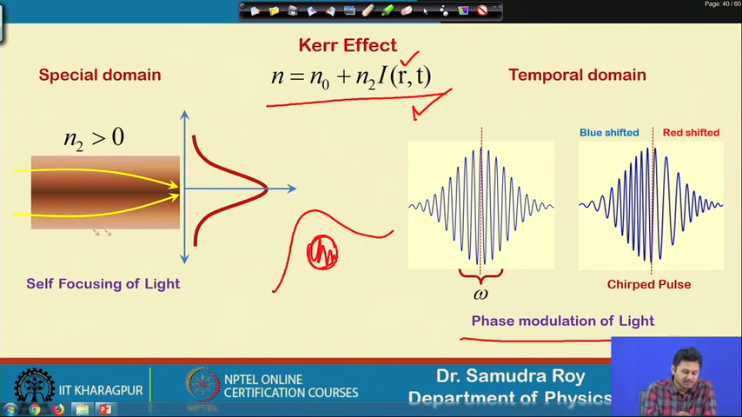In one case it will be self-focusing, when the intensity is distributed over space, and if the intensity is distributed over time, then another phenomenon occurs: the chirping of the pulse, or the shifting of the frequency. This is called the nonlinear shift of the frequency, or self-phase modulation in other terms. So, this will appear when the intensity is a function of time. With this note, I would like to conclude the class here.